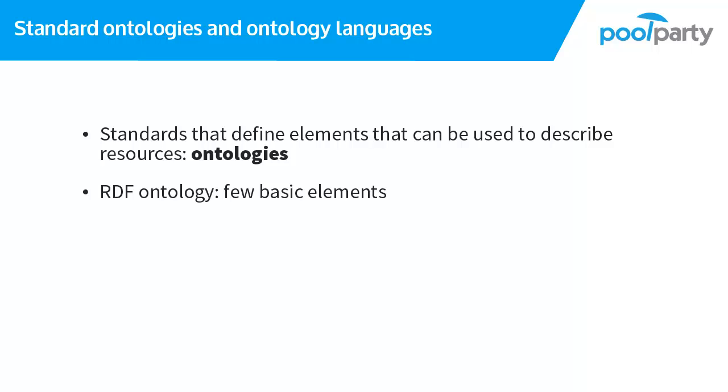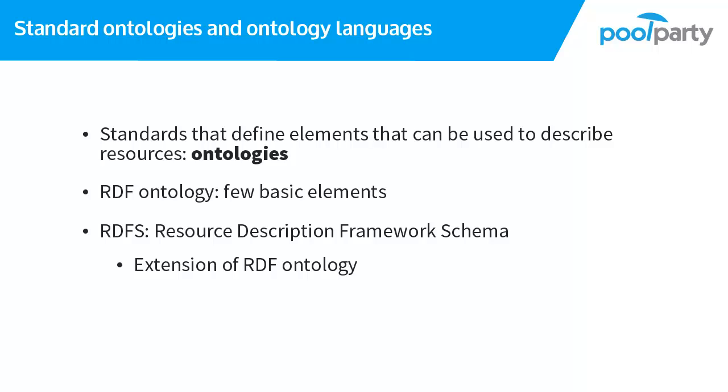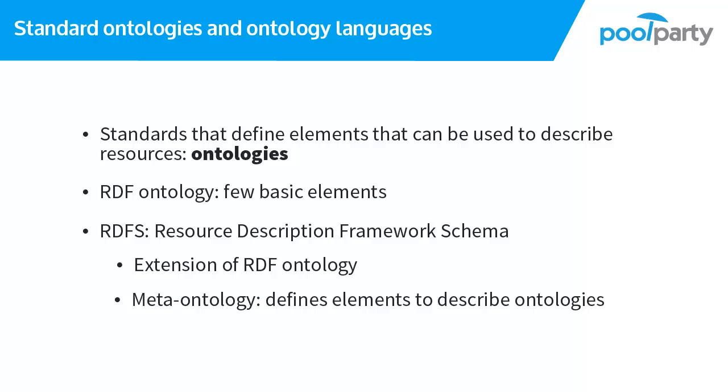The RDF standard contains a very basic ontology with a few classes and predicates. An extension of the RDF ontology is the RDFS ontology, the Resource Description Framework Schema. RDFS is a kind of meta-ontology. It is an ontology that defines elements that are used by other ontologies. For example, RDF class is one of the classes in the RDFS ontology. Other ontologies assign this class to their classes to specify that they are classes.